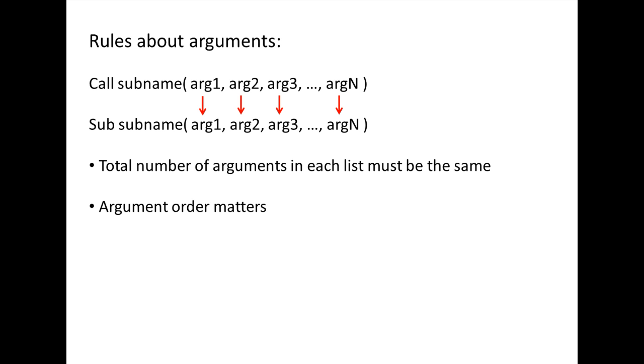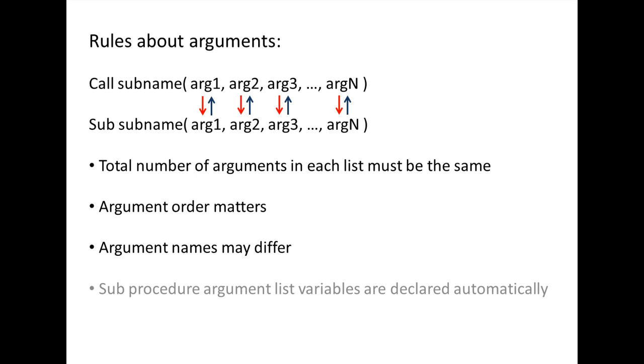Any changes made to the arguments in the subprocedure will be passed back up to the arguments in the calling program when the subprocedure has completed. The argument names in the calling statement list and the argument names in the subprocedure list may be different. Finally, arguments in the subprocedure list are automatically declared in the subprocedure and given the same data type as the corresponding argument in the calling statement list. For example, the second argument in the subprocedure argument list is automatically given the same data type as the second argument in the calling statement list. If you wish to use variables in the subprocedure that are not in the argument list, you must declare them inside the subprocedure.